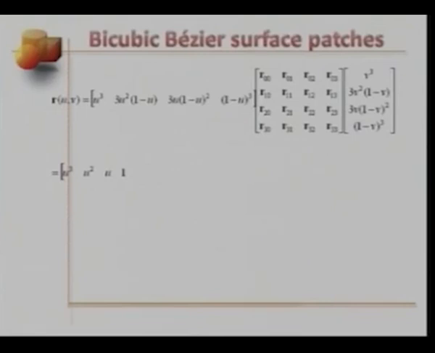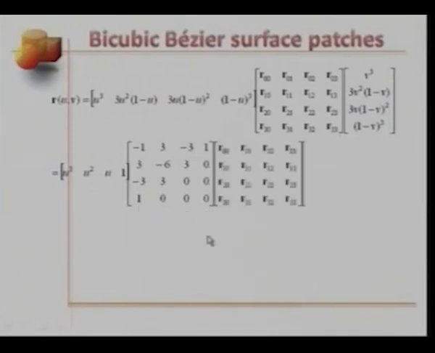If you do a bit of algebra, you can replace this row vector by u cube, u squared, u and 1, times the Bezier coefficient matrix, if you remember, with entries minus 1, 3, minus 3, 1, 3, minus 6, 3, 0, minus 3, 3, 0, 0, and in the last row 1, 0, 0, 0, times the geometric matrix here, times the transpose of this Bezier coefficient matrix, times the column vector v cube, v squared, v and 1.